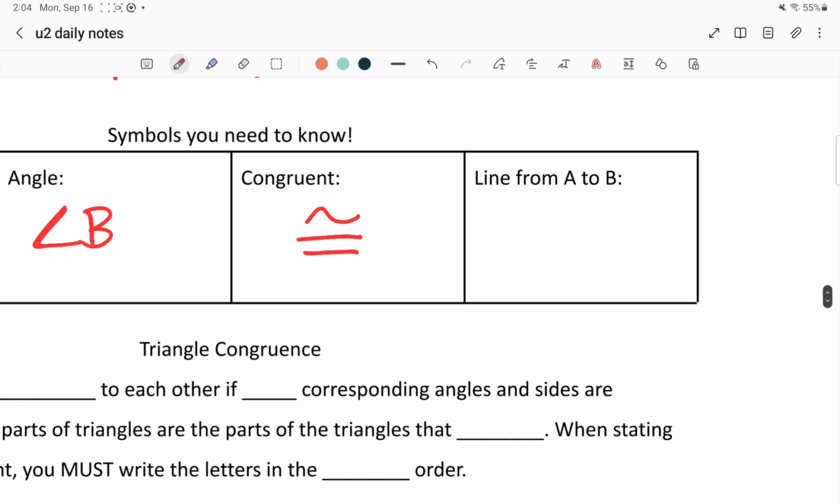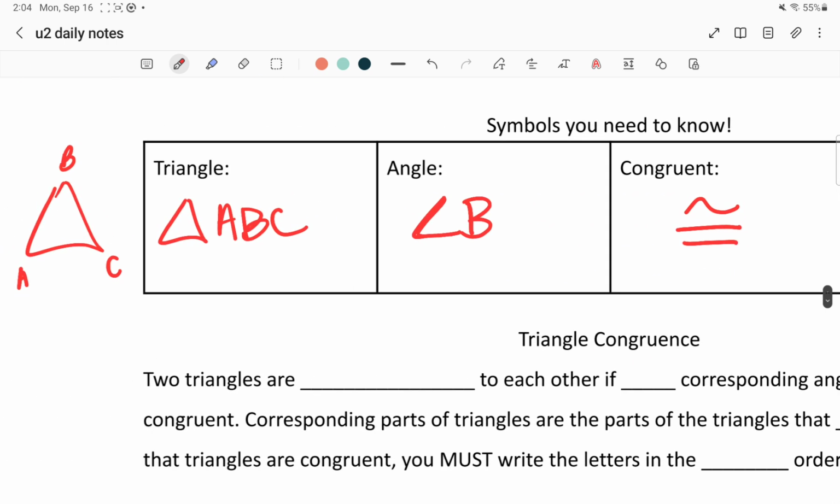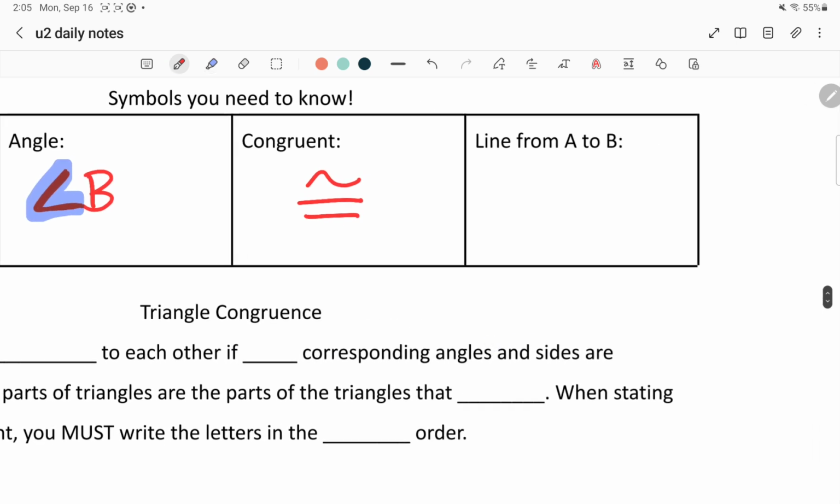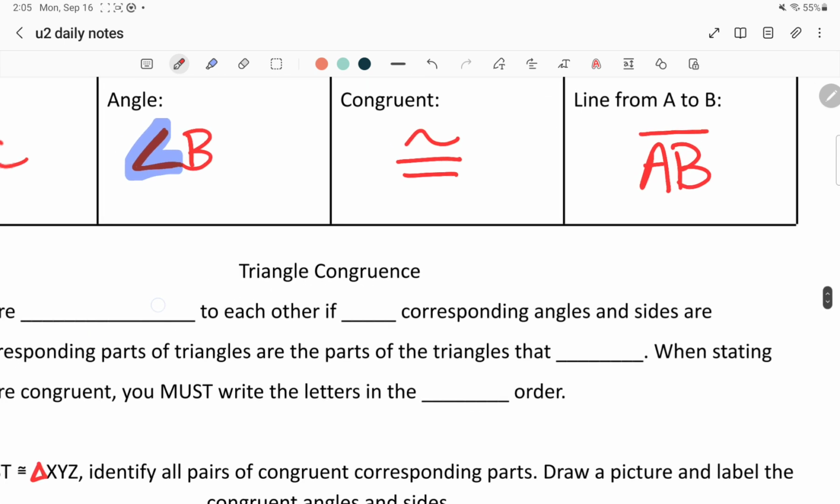And lastly, if I want to talk about a particular side of the shape, so if I wanted to talk about angle B, I would use this symbol for angle B. But if I want to talk about the side A to B, then I would write it like so, A to B with the line on top.